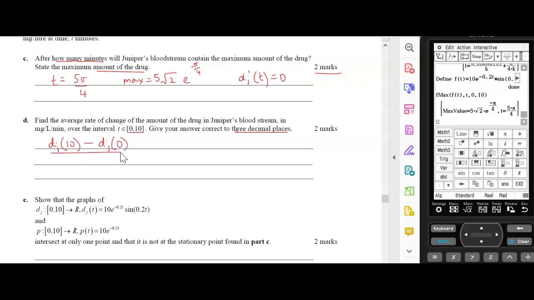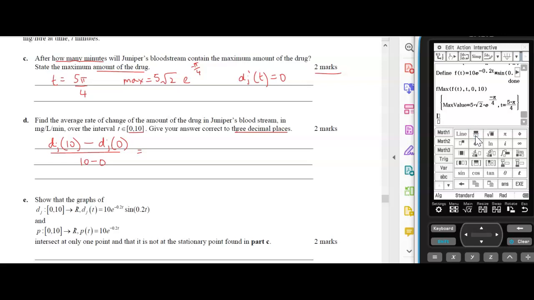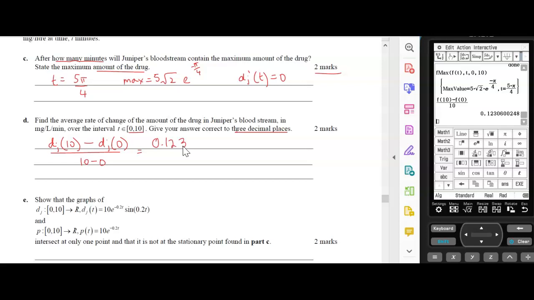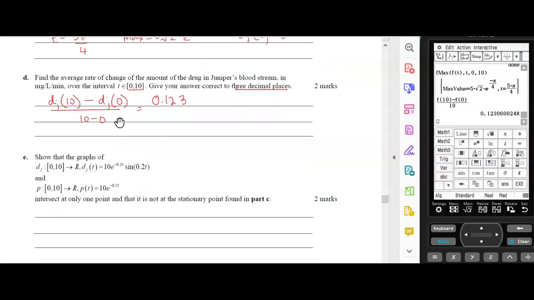Okay, and then 10 minus 0. It is worth 2 marks. I don't know why, it's not a very hard question. But on the calculator, we can just do it in our fraction. So f of 10 minus f of 0, and then 10 minus 0 is just 10. And we do have to do it in decimals, so I'm just going to change that to decimals. All right, so 3 decimal places, 0.123. So it's worth 2 marks, so you do need to show that substitution that I just did. You can leave it in terms of D, that's fine.